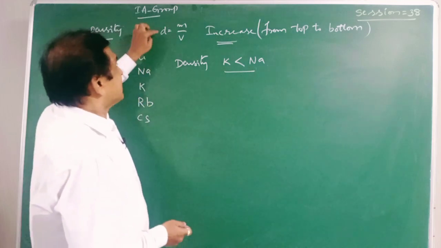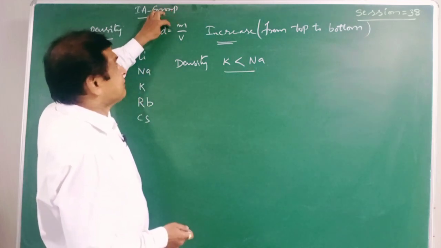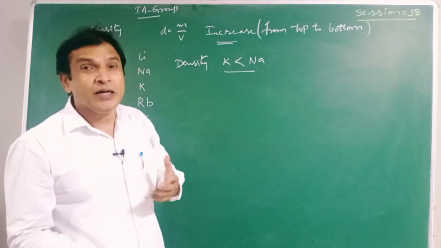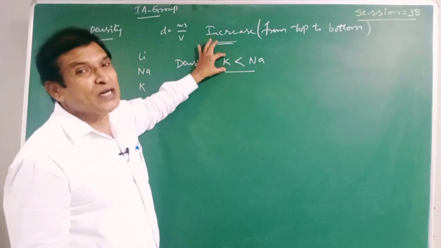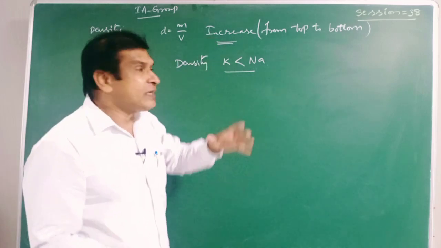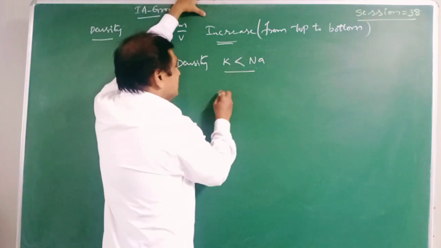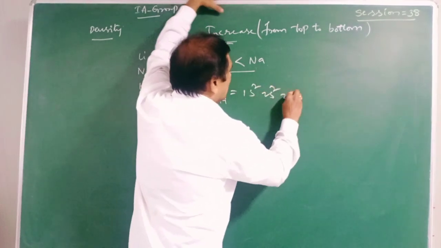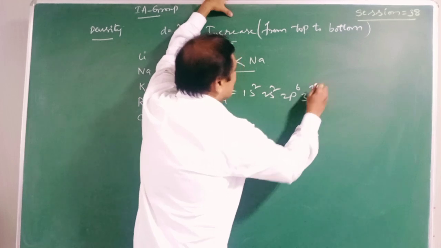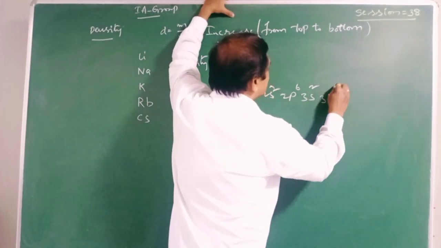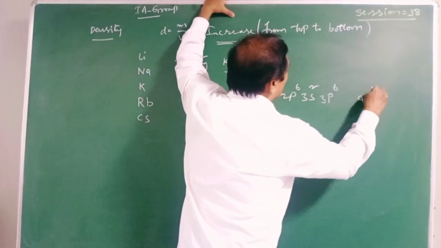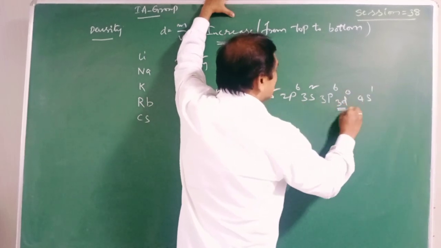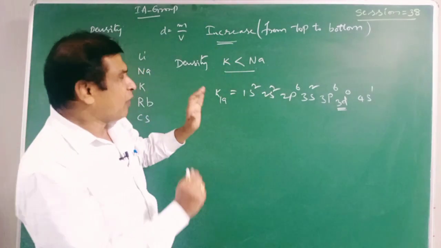Density is directly proportional to atomic mass and inversely proportional to the volume of the element. Due to the presence of vacant 3d orbital, when you observe potassium, atomic number 19: 1s2, 2s2, 2p6, 3s2, 3p6, 4s1. So in the 3d orbital, in the third energy level, the d orbital is completely vacant. You have to recognize that.